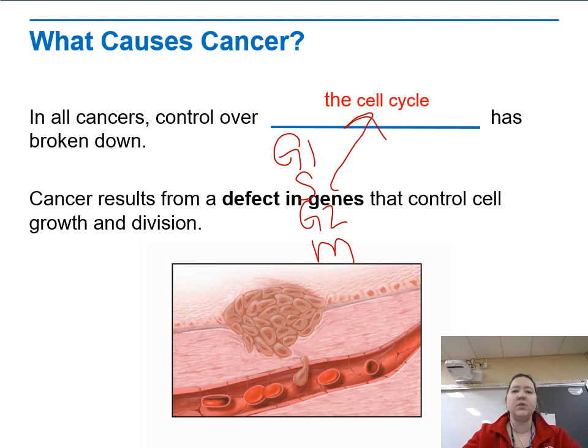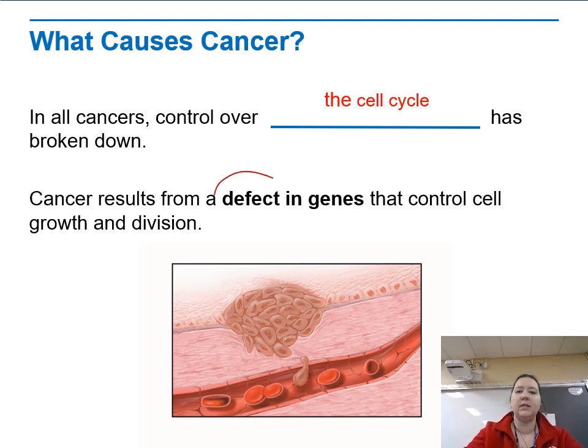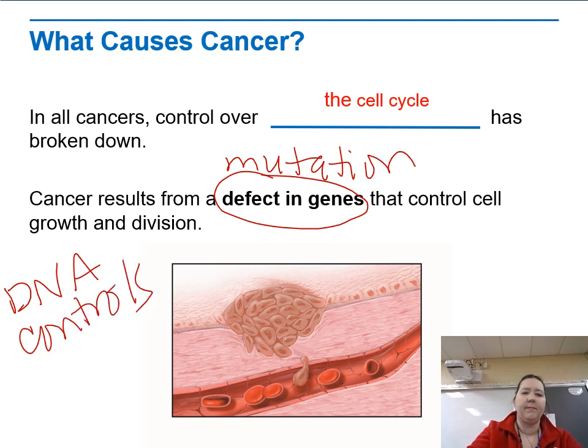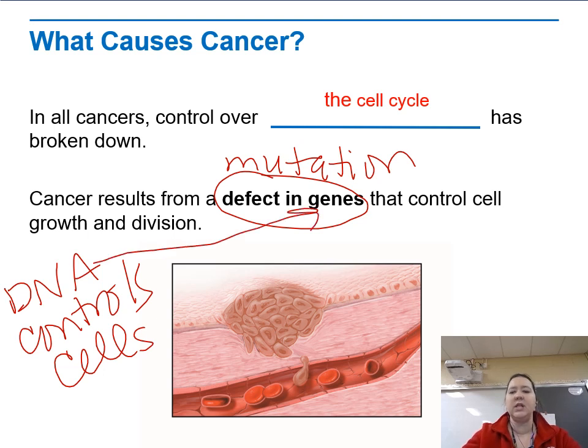So cancer results from a defect in genes that control cell growth and division. This is a defect in genes, otherwise known as a mutation, which we're going to talk a little bit more about, but it just means that something's wrong in the genes. Because remember, the DNA ultimately controls the cell. The DNA is the genes, and if there's something wrong in the DNA, then there's something wrong in the control.